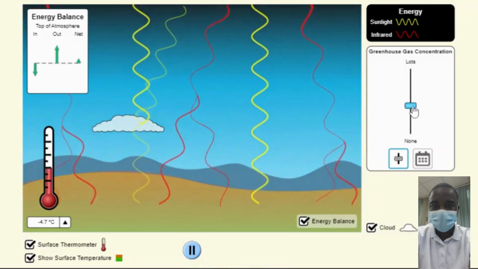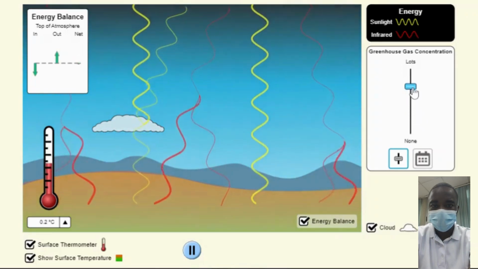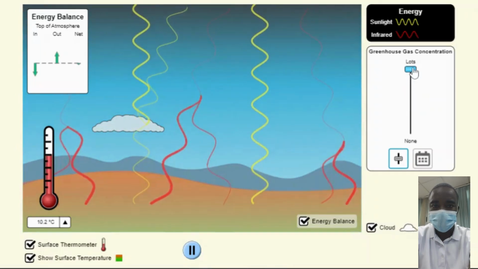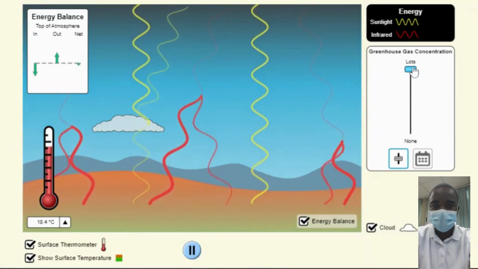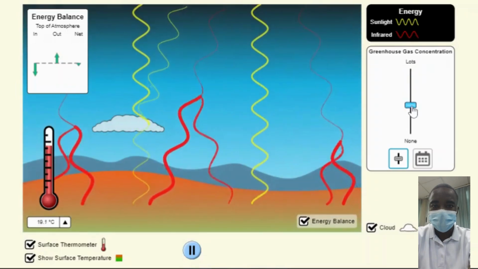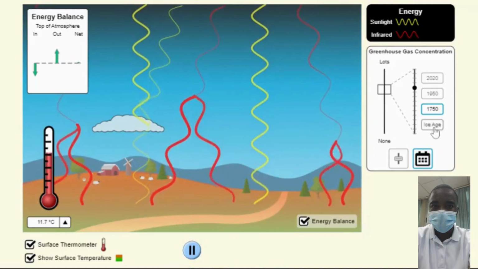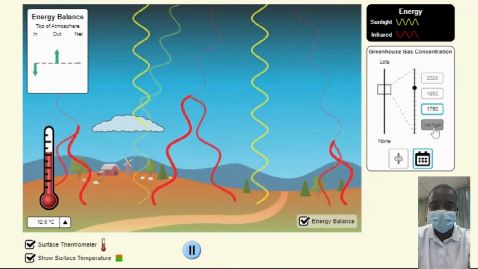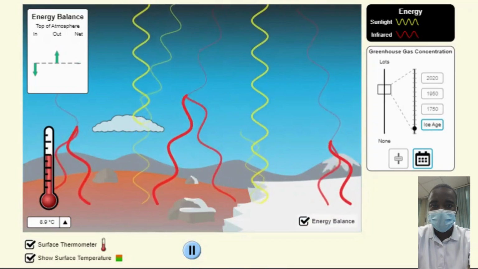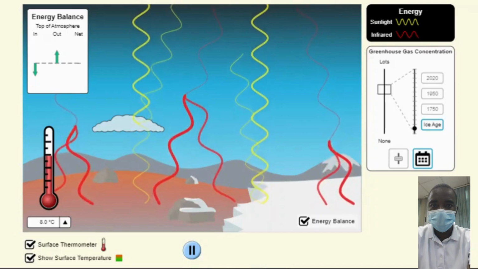The simulation is divided into several parts: the waves part, the photons part, and the layer model part, each offering unique insights into different aspects of the greenhouse effect. The waves part of the simulation allows students to adjust the concentration of greenhouse gases and observe the effects on infrared waves and surface temperature.